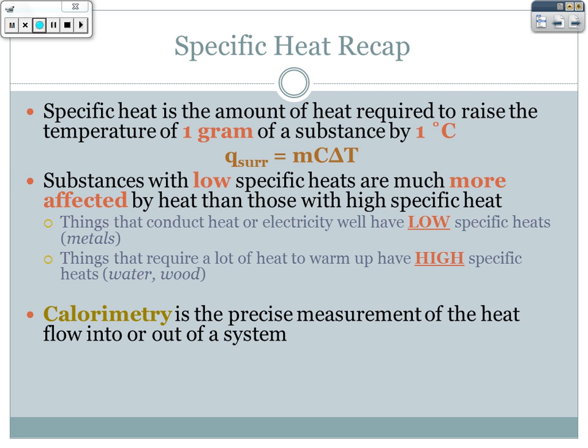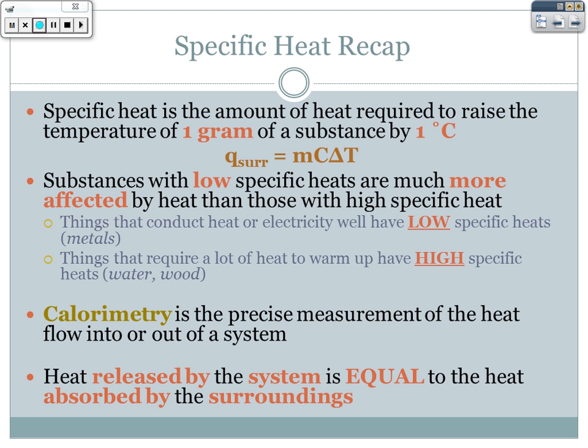Calorimetry is the specific measurement of the heat flow into or out of a system. So just a reminder on some terminology there. When we're looking at specific heat, we usually are doing calorimetry or calorimetric measurements or experiments. And again, this is just a reminder that the heat released by the system is equal to the heat absorbed by the surroundings. Energy cannot be created or destroyed, so if we're losing heat by the system, it has to equal the heat absorbed by the surroundings. Now, that heat doesn't always have to be in the same form. It doesn't all have to be temperature. It could be light or vibration or many other things.